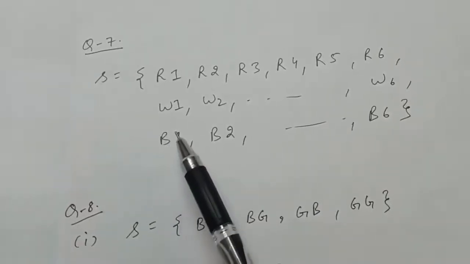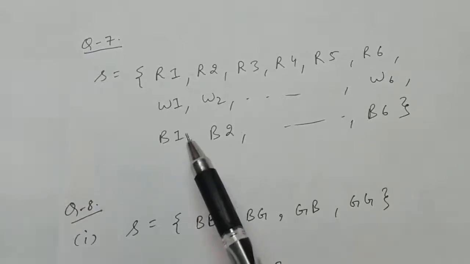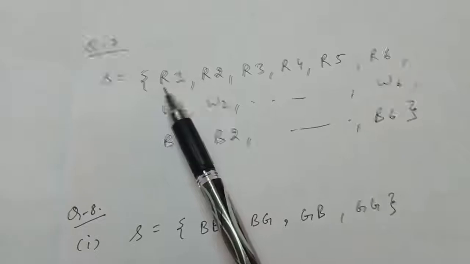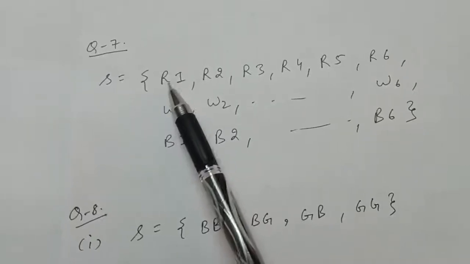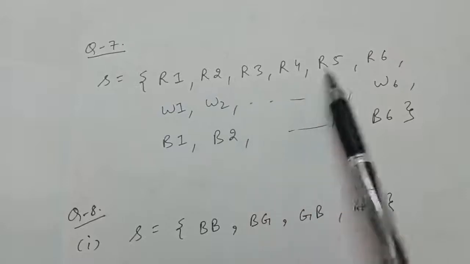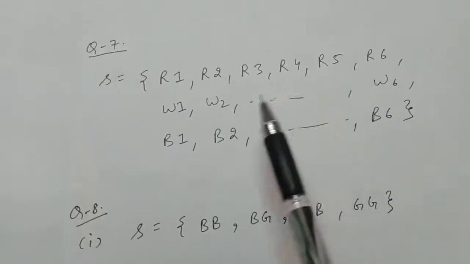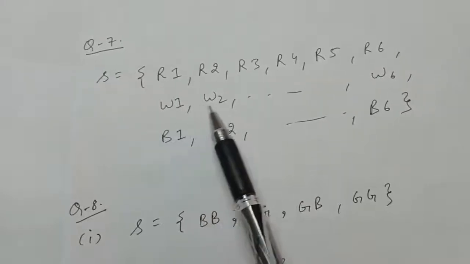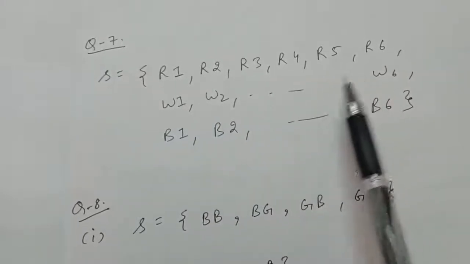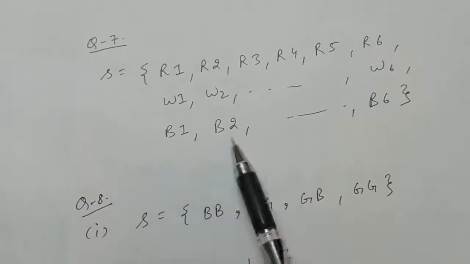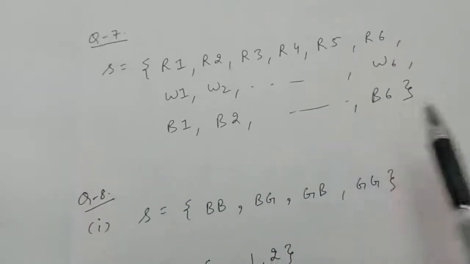Now one of the dice is selected and then it is rolled. So suppose we select the die R, right? And then after rolling it, the outcomes can be 1 2 3 4 5 6. Similarly with the white die, W1, W2 up to W6. And similarly for the blue die, B1, B2 up to B6, right?